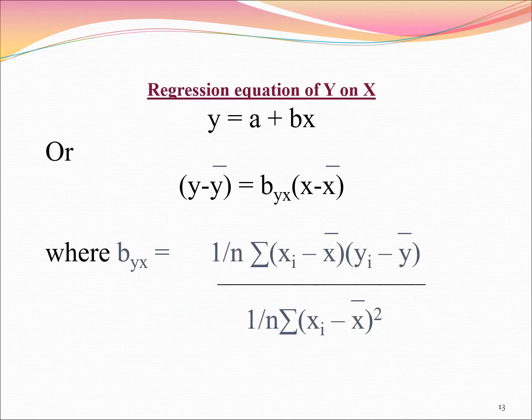Similarly, we will use these values in the regression equation of y on x. It can either be written as y equal to a plus bx or y minus y bar equal to byx into x minus x bar, where byx is nothing but the regression coefficient of y on x. This value b is the regression coefficient and a is the intercept of the line.